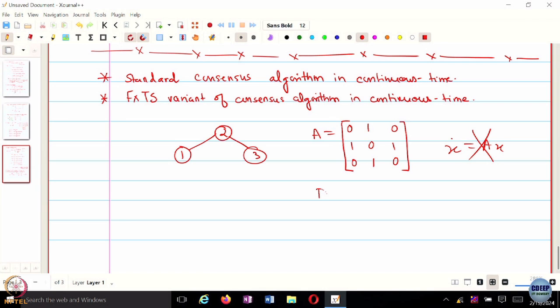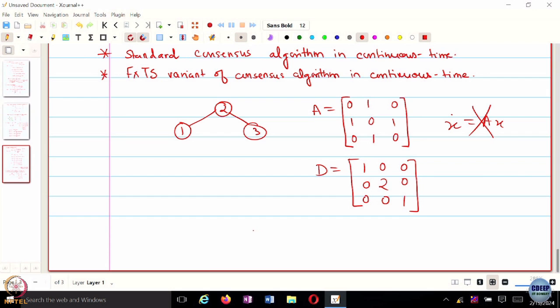Instead, let's also look at these quantities. What is the degree matrix? 1, 2, 1. And let's also look at the Laplacian, which is D minus A. It is going to be 1, minus 1, 0; minus 1, 2, minus 1; and then 0, minus 1, 1. This is the Laplacian. And what is one property of the Laplacian? It is symmetric. And if the graph is connected, then 0 is a simple eigenvalue of the Laplacian. So if I multiply this with the vector of 1s, this is going to give me zeros.